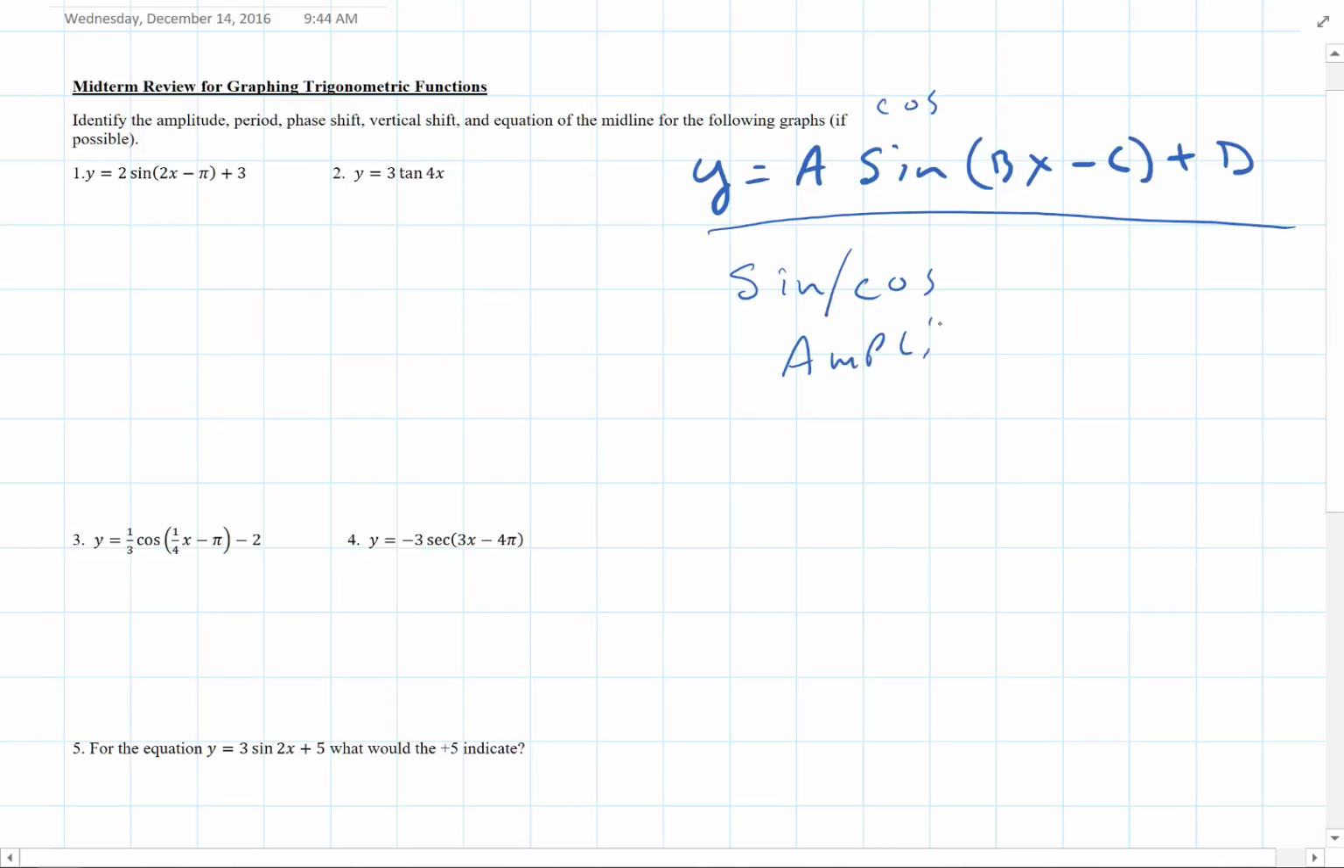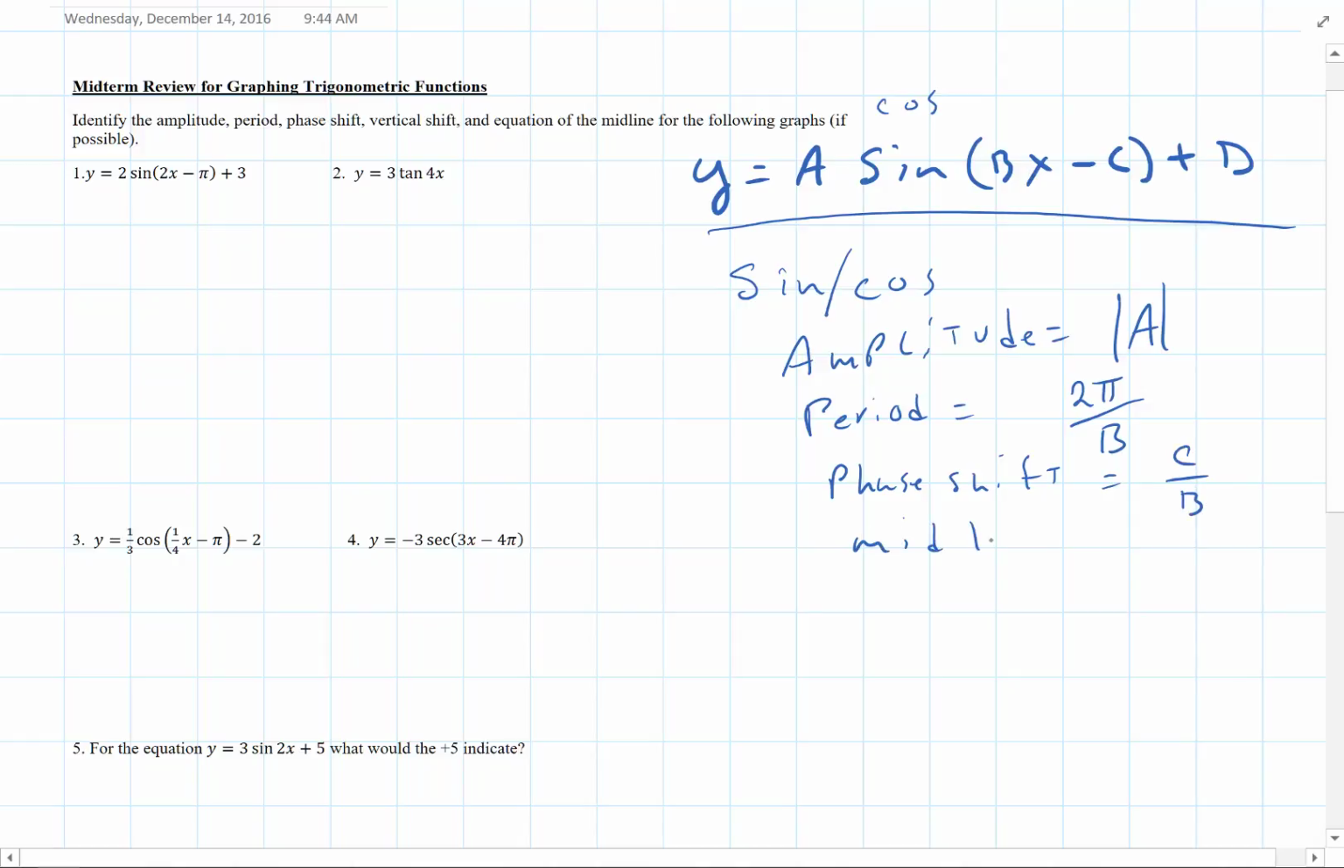Amplitude is equal to the absolute value of A. Period, spell that correctly, period is equal to 2 pi over B. Phase shift is simply C over B, and the midline, the equation for the midline is y equals D, whatever D is.